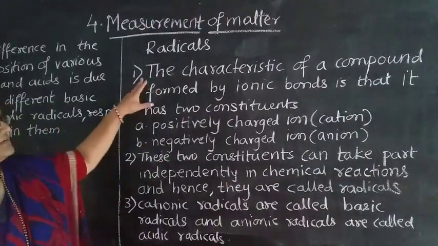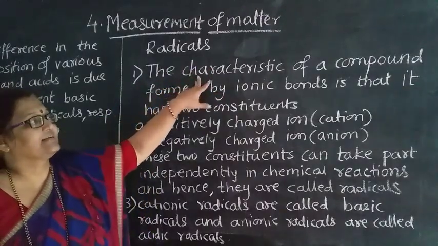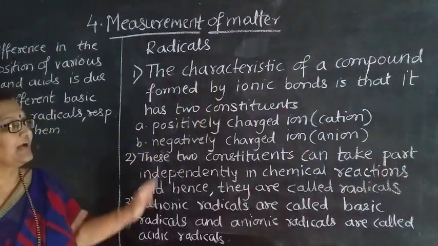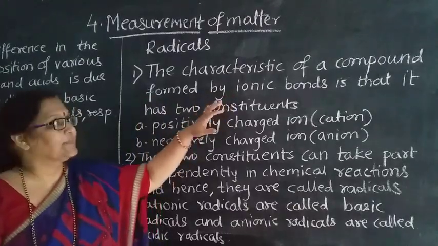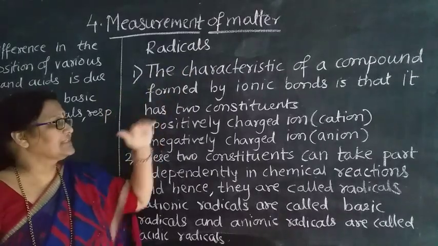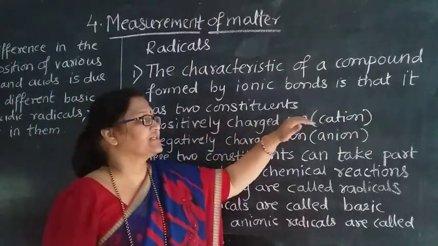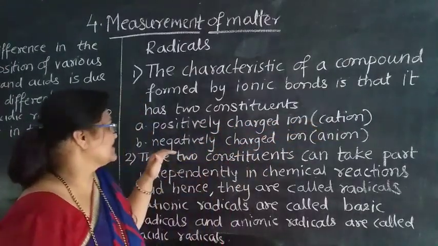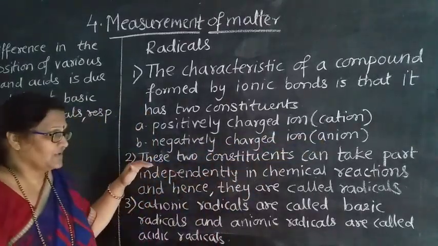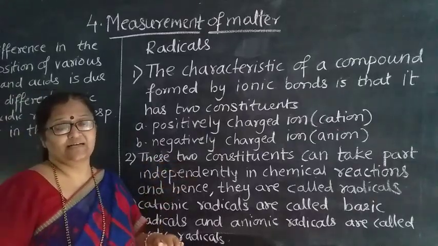Radicals we are going to see. The characteristics of a compound. Here, what does it tell? The characteristics of the compound formed by an ionic bond. They are formed by the ionic bond and have two constituents. Which are the two constituents? The positively charged ion, which is called a cation, and the negatively charged ion, which is called an anion. These two constituents can take part independently in a chemical reaction.